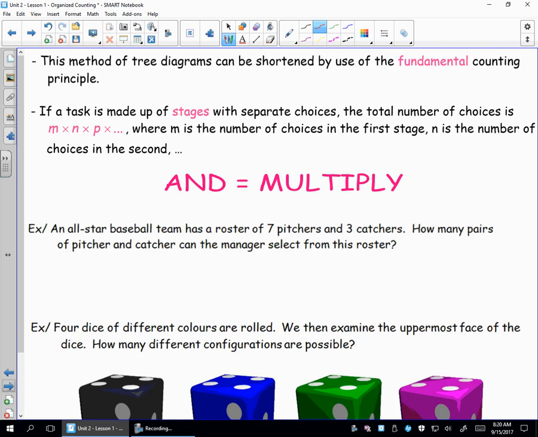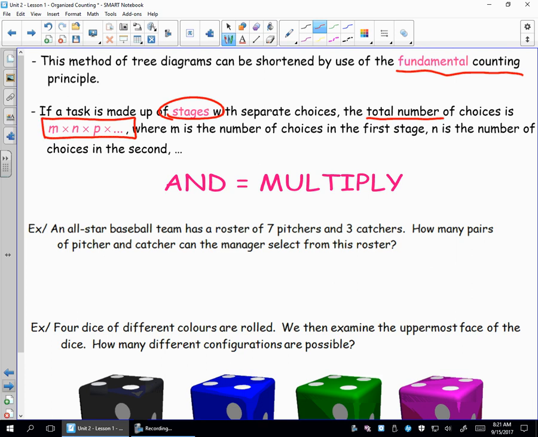So here's our big idea. There's something called the fundamental counting principle. The fundamental counting principle shortens the tree diagram idea. What it says is if a task is made up of stages, like questions, true or false, and true or false, and true or false, or you've got to put pants on, you've got to put a shirt on. So stages with separate choices. The total number of choices is given by m times n times p.